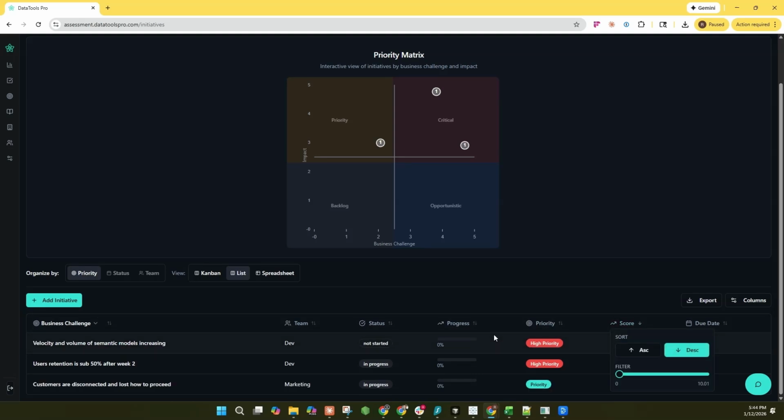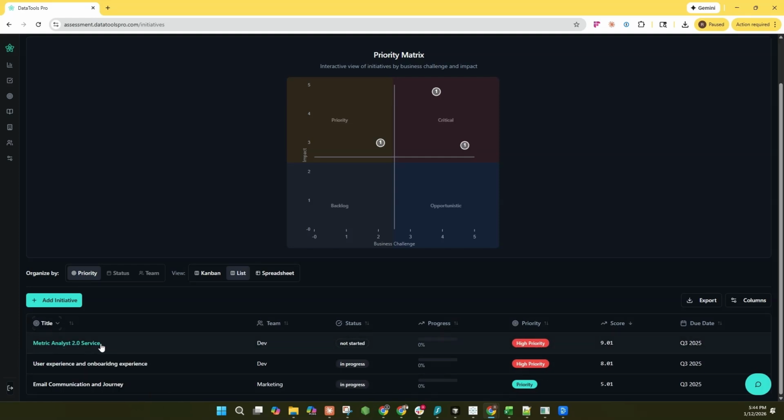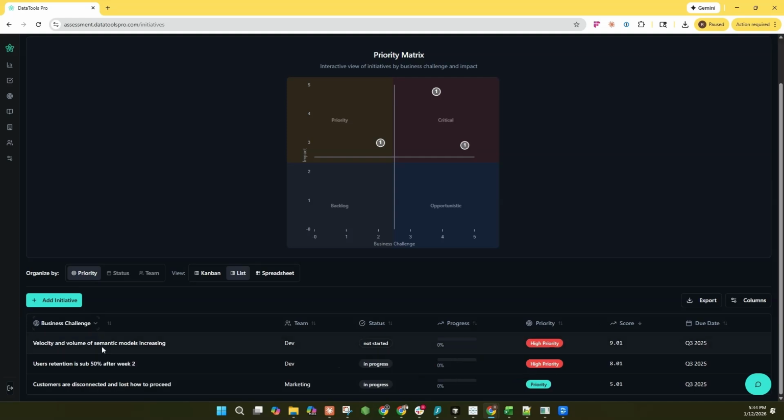If I sort this by score, the number one priority in my list is the velocity and volume of semantic models is increasing. Now, this is the end customer's problem that we're solving as Data Tools Pro. Thus, the initiative to build Metric Analyst 2.0 is going to drive the highest impact for us as a company when we deploy and roll that out.